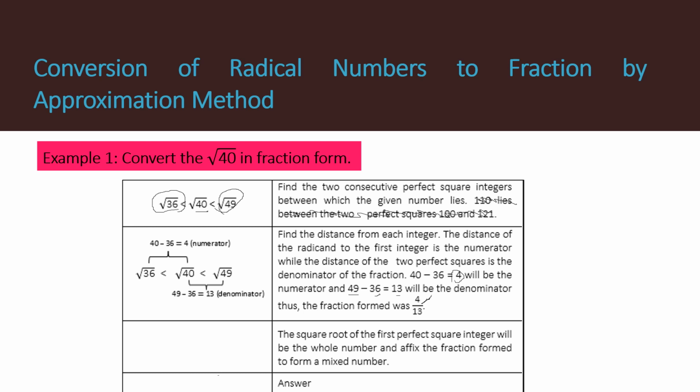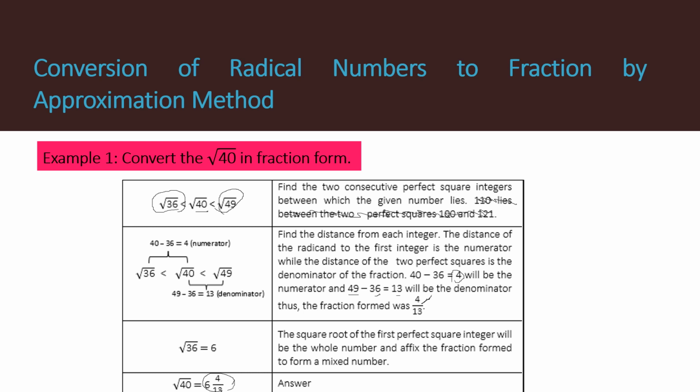The square root of the first perfect square integer will be the whole number, and affix the fraction form to form a mixed number. So again, we go back to the square root of 36. The square root of 36 is 6. That will be our whole number. And for our final answer, the approximated value of the square root of 40 is 6 and 4 over 13. I hope you were able to follow those steps.